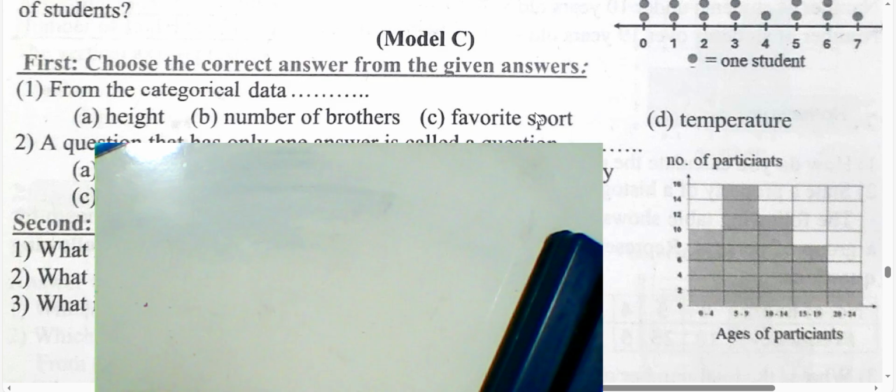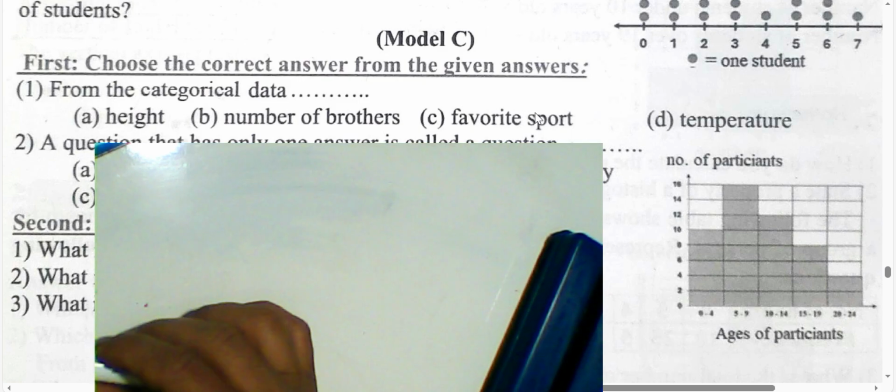Okay. Next question. From the categorical data, we have categorical data like what? We have here favorite sport. Favorite sport is categorical data, because the answer will be a description. Number 2, a question that has only one answer. We call it a non-statistical question.